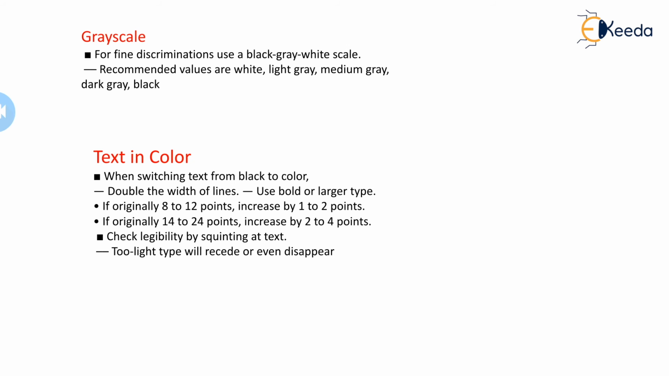Then text in color. Text in color is not only visible in black, but if the existing type ranges from 8 to 12 points, it increases by 1 to 2 points. If existing type ranges from 14 to 24 points, it increases by 2 to 4 points. So a type that is too light will recede or even disappear from view.